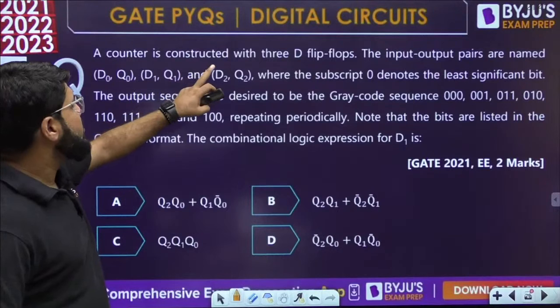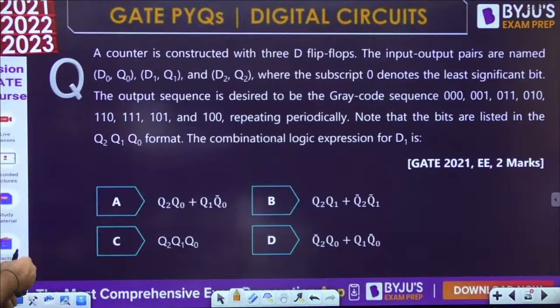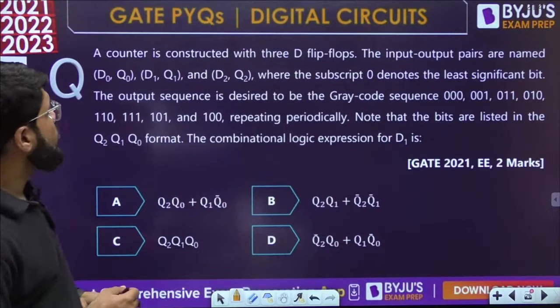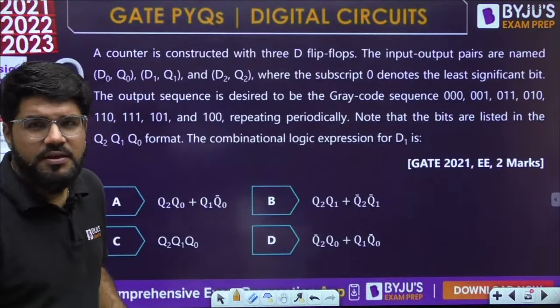A counter is constructed with 3 D flip-flops. The input-output pairs are named as D0, Q0, D1, Q1 and D2, Q2, where the subscript 0 being the LSB. As always, nothing new in that.